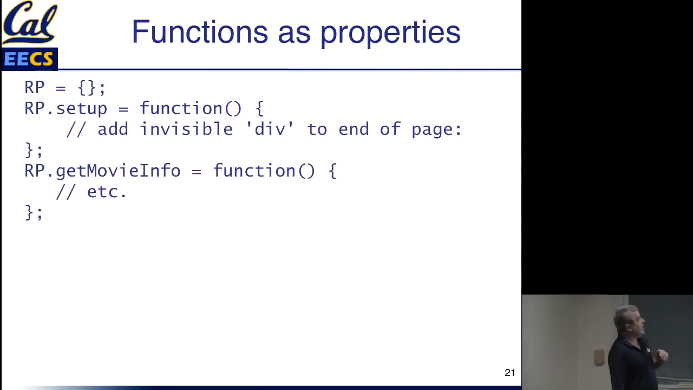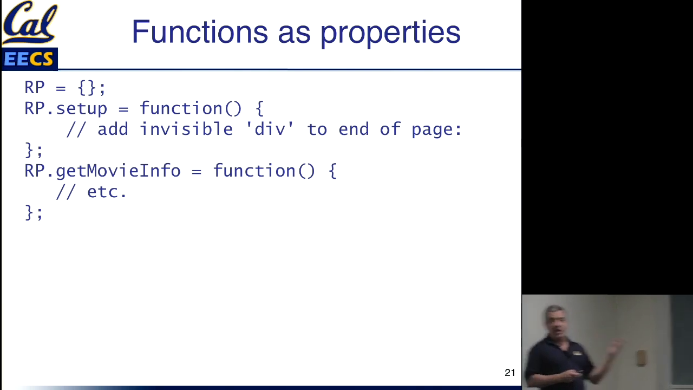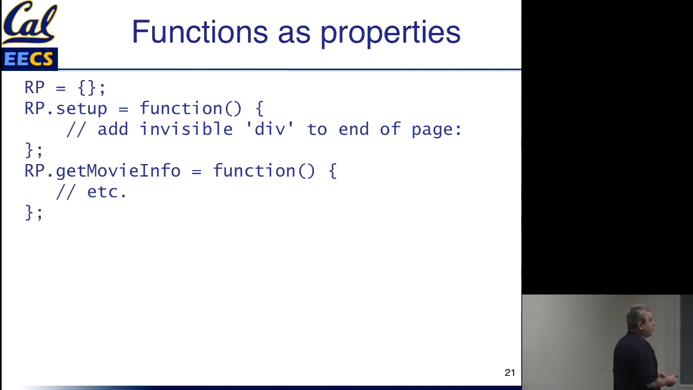So, for example, I might have some JavaScript code associated with my Rotten Potatoes app that looks like this. The first thing it does is it defines a single top-level variable. Because it doesn't have var in front of it, this is going to be defined in the global scope. The initial value of RP is an object that has no properties, so think of it as an empty hash. But I'm immediately going to start creating new properties in that hash. I'm going to have a setup property, and that's going to be a function that maybe does some setup things when the page is first loaded. I'm going to have another property called getMovieInfo, which is another function that maybe makes an AJAX call to the server, about which more on Thursday.